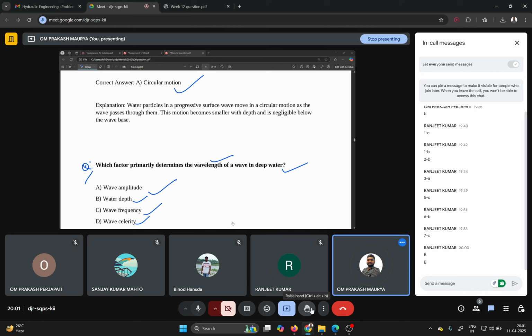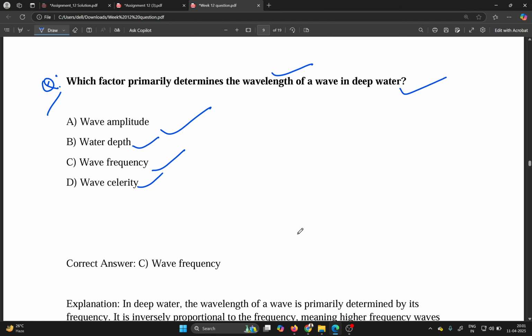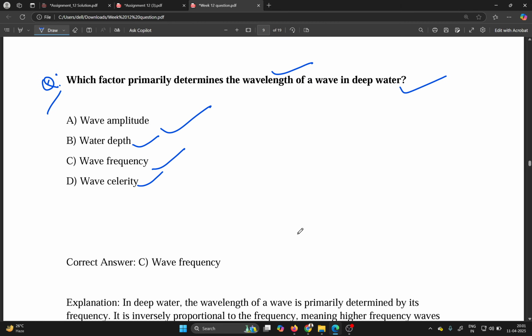Okay. For this question you are telling B or not? Okay, B you are telling. Okay. Wave frequency, that is wave depth.